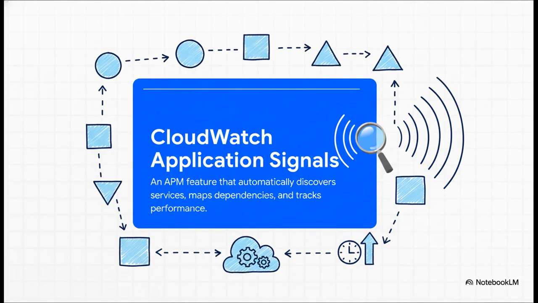Now, at its core, it's an APM. That's Application Performance Monitoring feature inside of CloudWatch. But the real magic, the part you need to hear, is that word automatically. It finds your services, it maps out how they all talk to each other, and it tracks their performance, all without you having to go in and manually change a bunch of code.